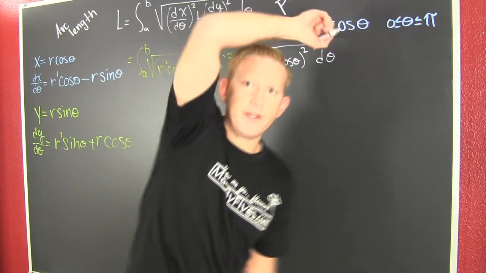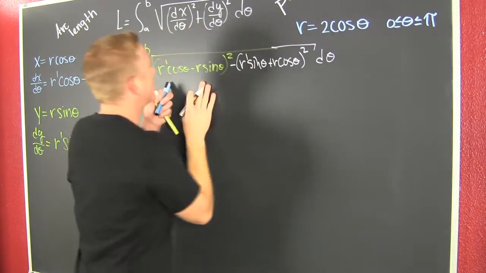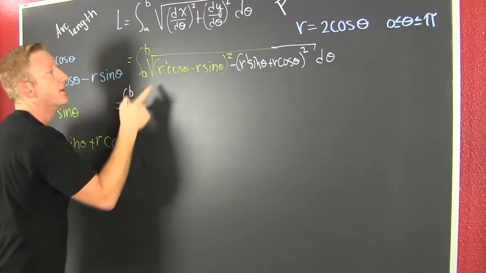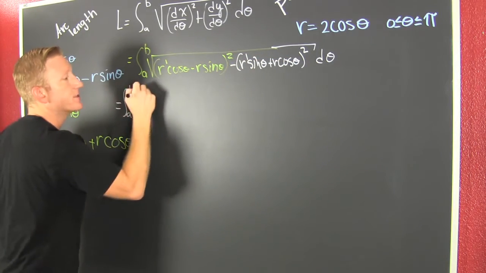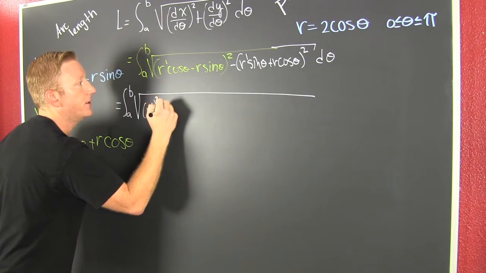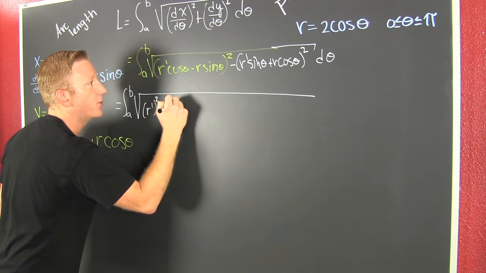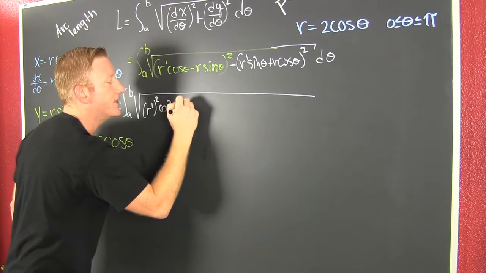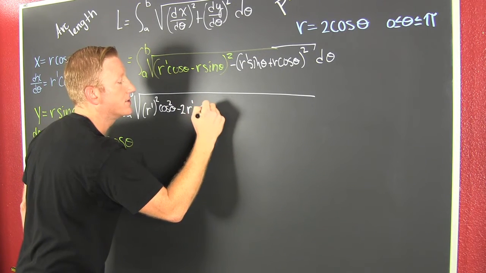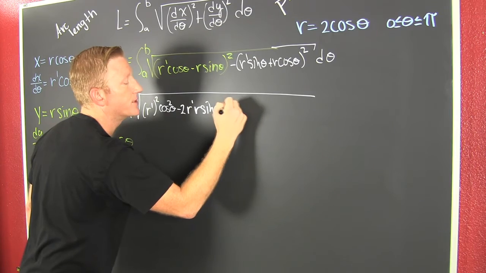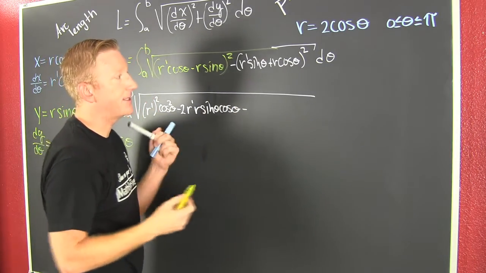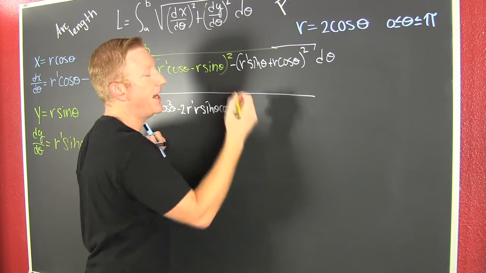I don't know if we're going to have room for that example. So now this is the integral from A to B, and we're going to expand those out. So there's a big long root. That's r prime squared cosine squared theta, minus two times r prime r sine theta cosine theta, minus, now I need to expand that one out.